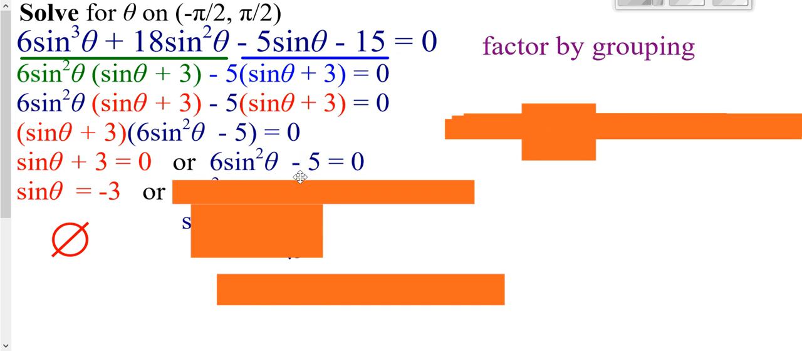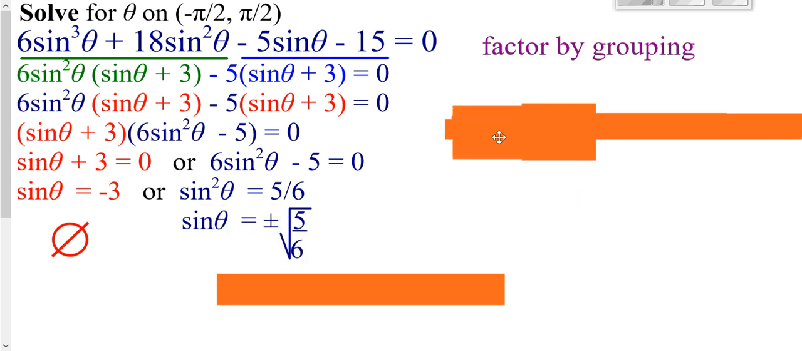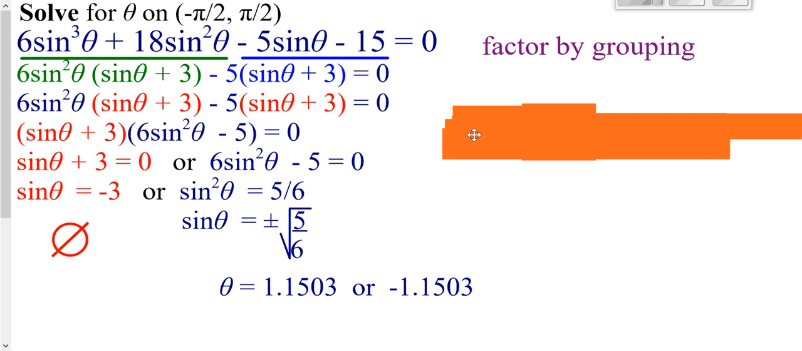This one here, you'd have to add 5 to both sides, subtract 6. Divide by 6. Then you'd have to take your square root. Then to get theta by itself, because it's not an angle you're supposed to have memorized, you'd use your calculator. You go inverse sine of square root of 5 over 6, and we would get this. And then you go inverse sine equals the negative square root of 5 over 6, and we would get this.